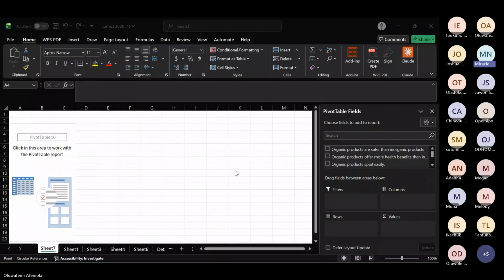Something like create pivot table. Yes, then you should select where the pivot table should come from. That's why I said highlight this first. Just go to your sheets. I'm coming here. Highlight everything, Control A. Then you move to insert, and then you bring your pivot table in.